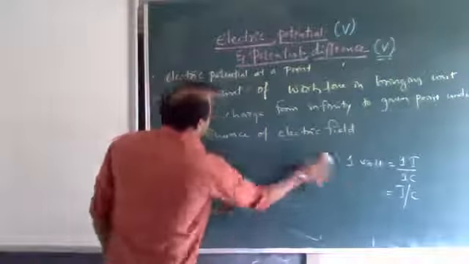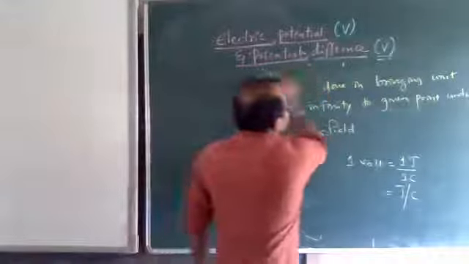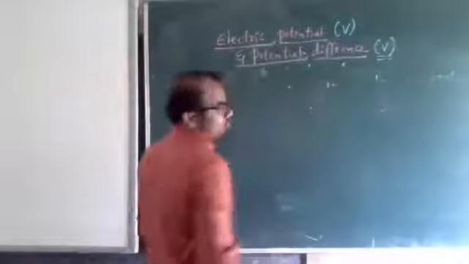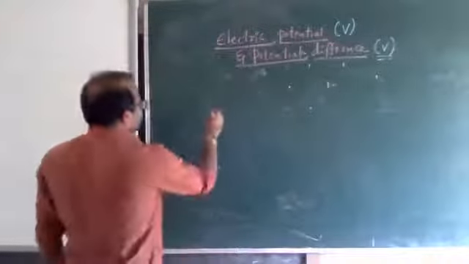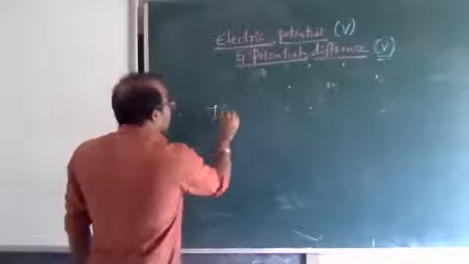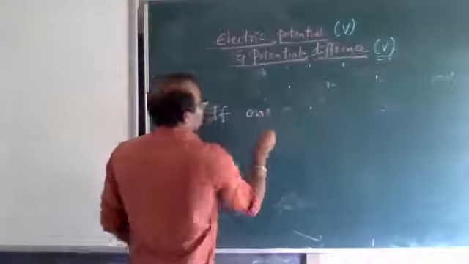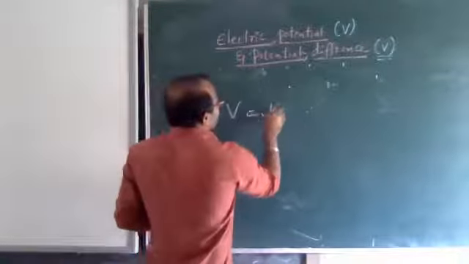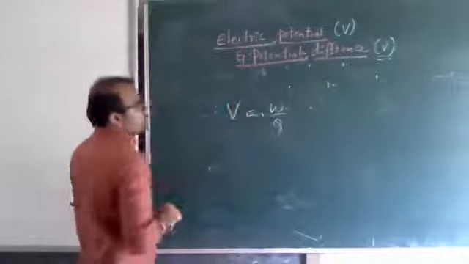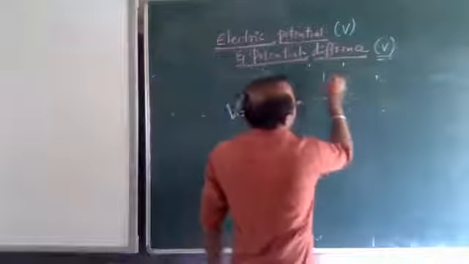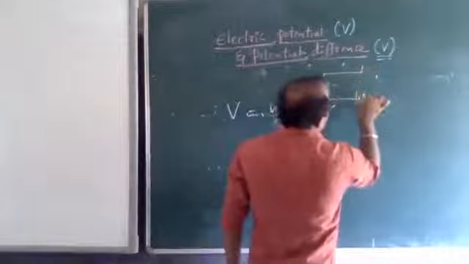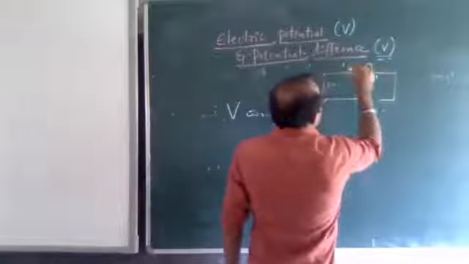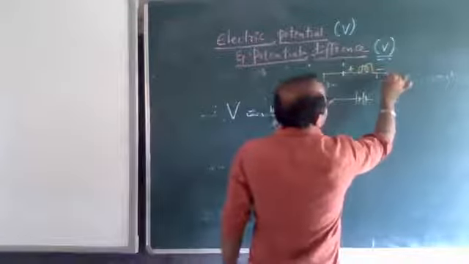Lastly, I will tell you one definition. Potential difference is said to be 1 volt only when, so I will write the formula first. V equal to W by Q. When it is said to be 1 volt, suppose I take a circuit, I will draw a circuit here. Bulb is there, plus minus, 2 points are here, A and B.